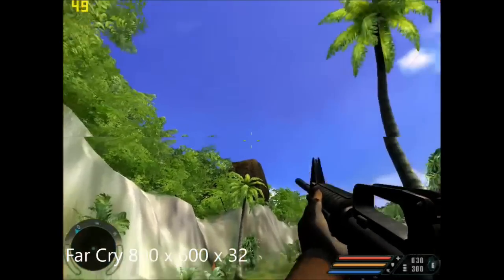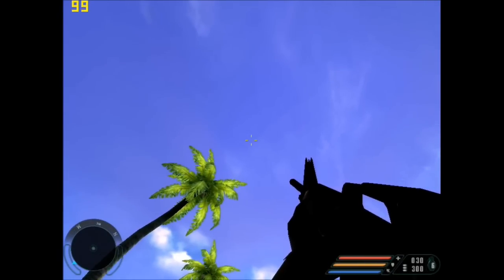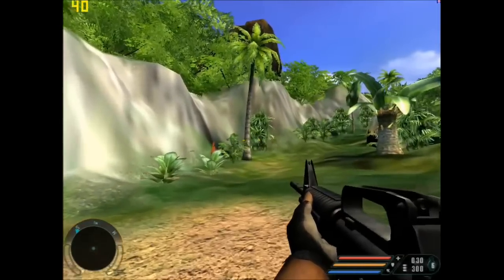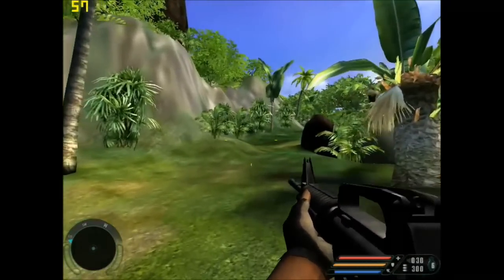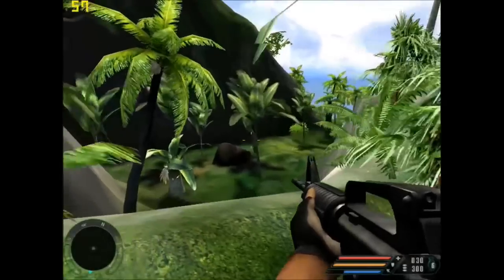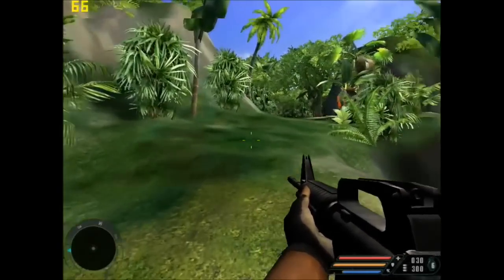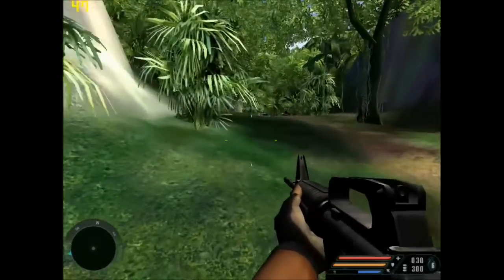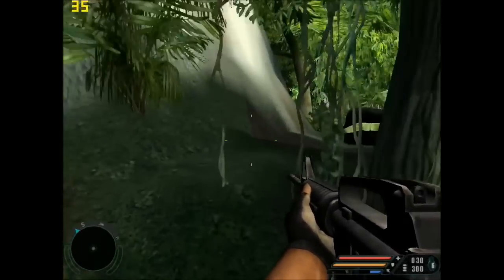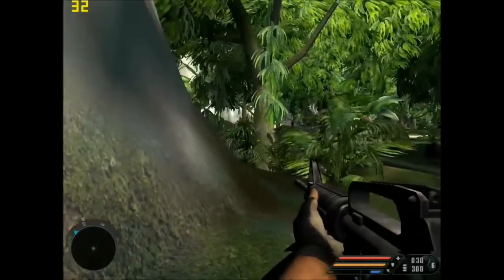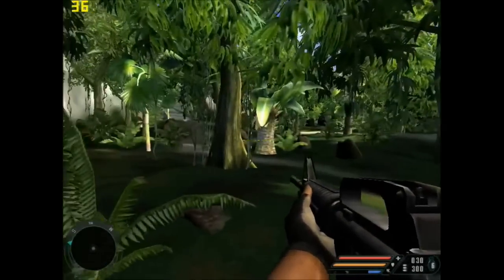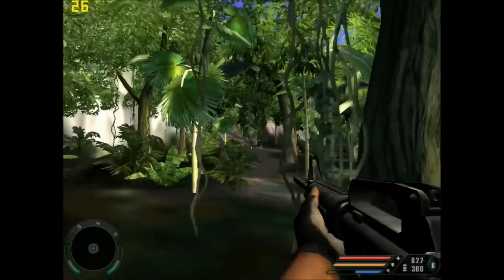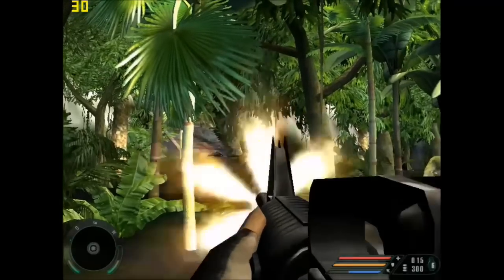Now, I did the bulk of these tests at 800 by 600 with 32-bit color. A lot of these games would run at 1024 by 768 by 32, but when I ran them at those higher resolutions, they did tend to dip. You can run them at those resolutions, but you tend to get dips more often into the under 30 frames per second. So I just wanted to show these running a little bit more optimally at a resolution that a lot of people would pick if they were getting frame rates under 30 frames per second.